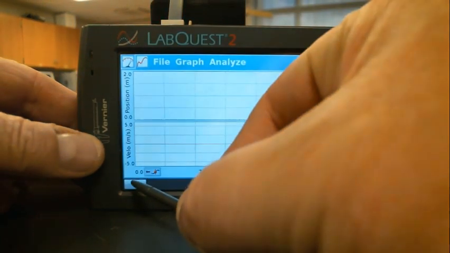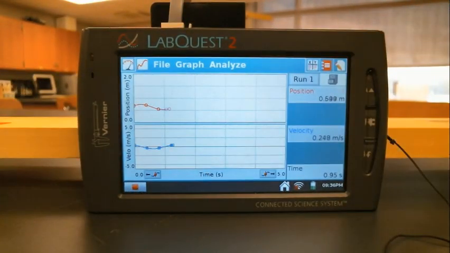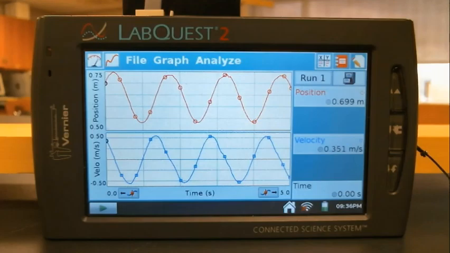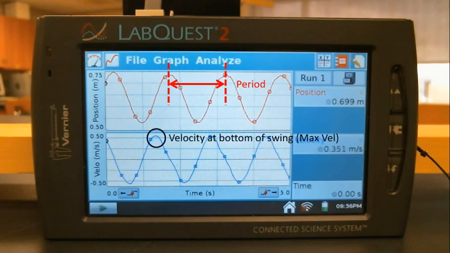Here we can see the LabQuest collecting the data. The time between the peaks tells us the swing period. The highest peak on a velocity curve tells us the velocity of the bob at the bottom of the swing, where all of the energy is kinetic energy. Where the velocity curve passes through 0 tells us the bob is at the top of the swing. Here the velocity is 0 and the energy is all potential energy.